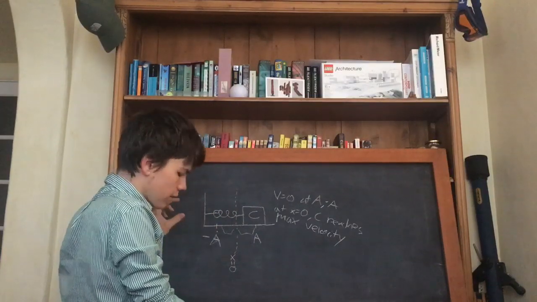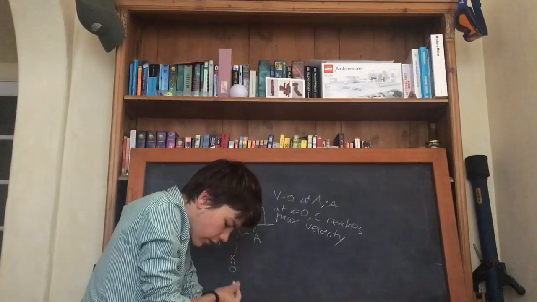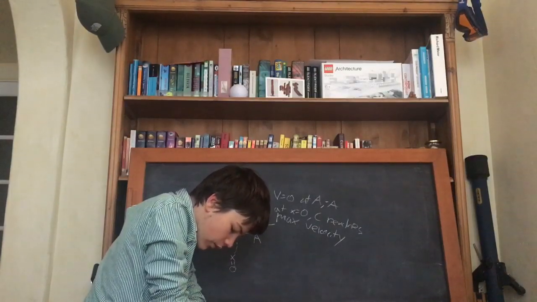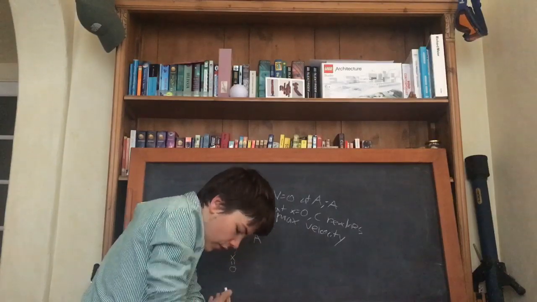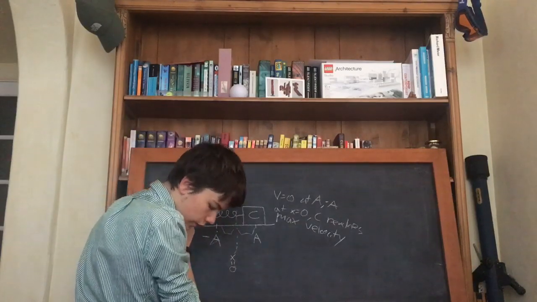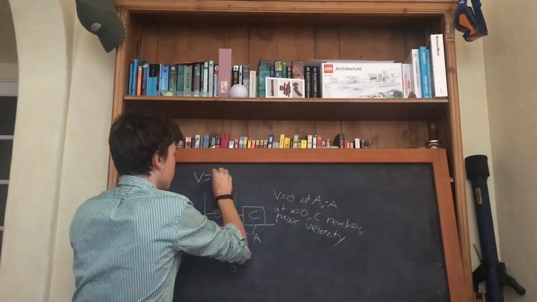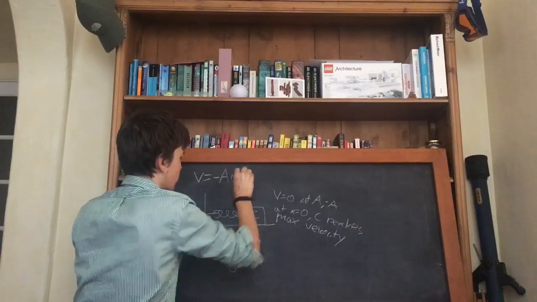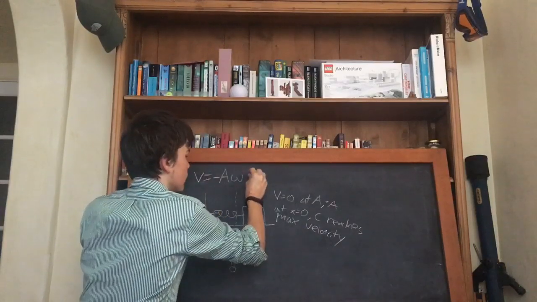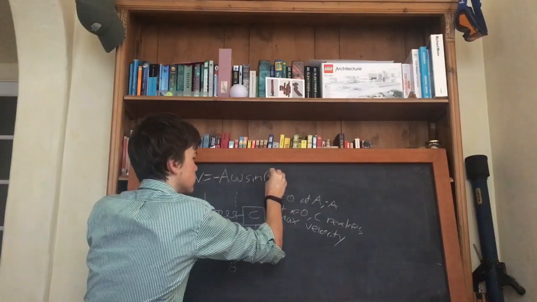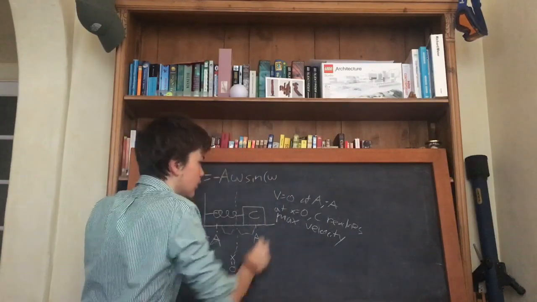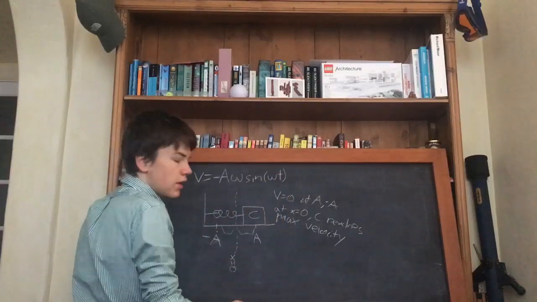So when we have this system, we also have a couple of equations that we can use to figure out the velocity if we wanted to. For example, if we want to find the velocity at some point, we have the equation velocity is equal to negative A times angular frequency times the sine of angular frequency times T.